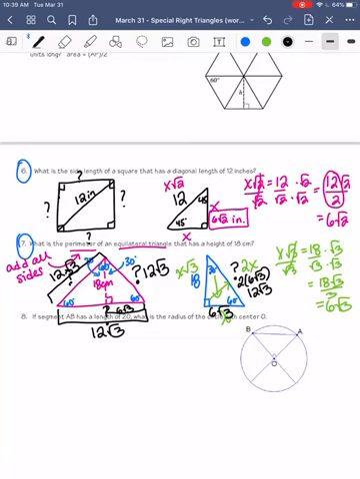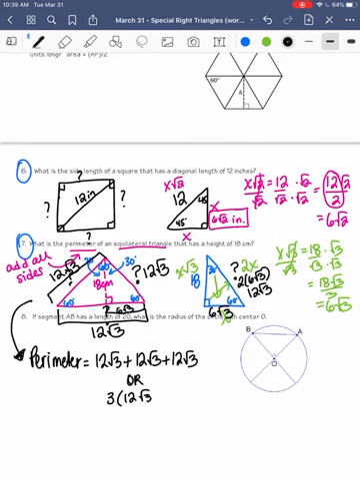Now I'm going to have to come down here into number 7. Okay? In number 8. So to find the perimeter, we're going to do 12 root 3 plus 12 root 3 plus 12 root 3, or what's a faster way to do this? 3 of them. 3 times 12 root 3. And so my final answer is 36 root 3 centimeters.